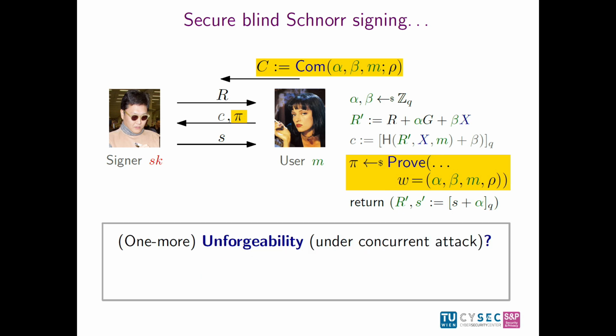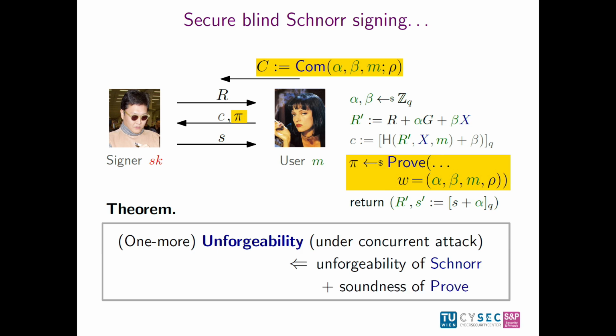But the question is, does this give us one-more unforgeability under concurrent attack? And this is our main result, where we prove that if you assume that Schnorr signatures are unforgeable and your proof system is sound, then this protocol is concurrently secure. So note that here we don't need any idealized models, we don't need any non-falsifiable assumptions like one-more discrete logarithm. This is all the assumptions we need to make.